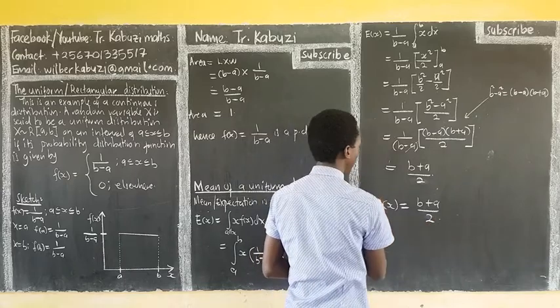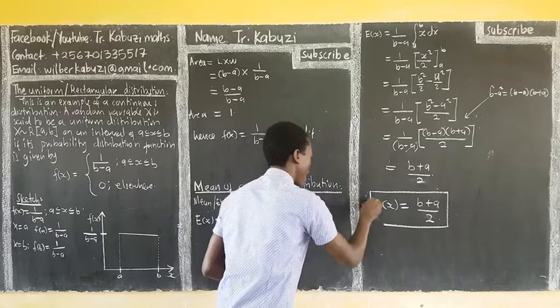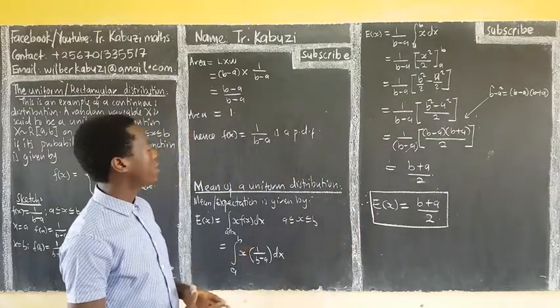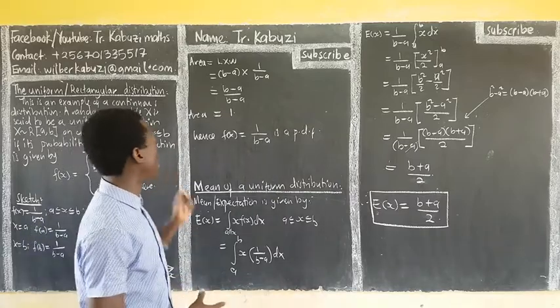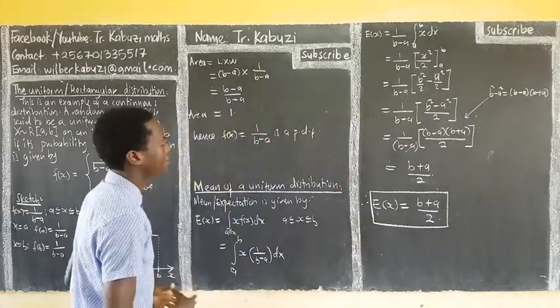This is going to be so important in the next lesson, where we are going to see how we use it. So that's how we prove it. Some questions will say, prove that the expectation of a uniform distribution is this. You just go through the steps, as simple as that.